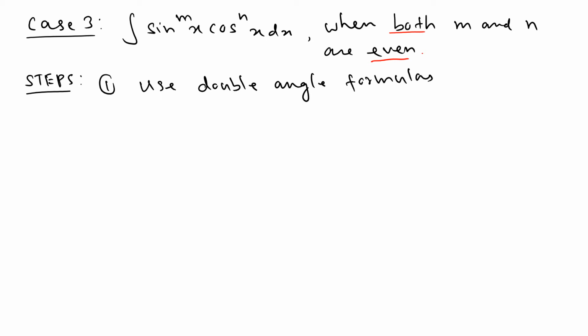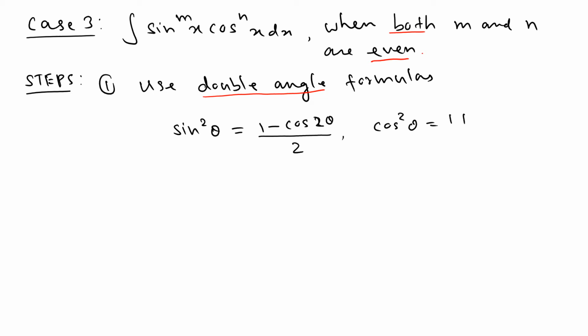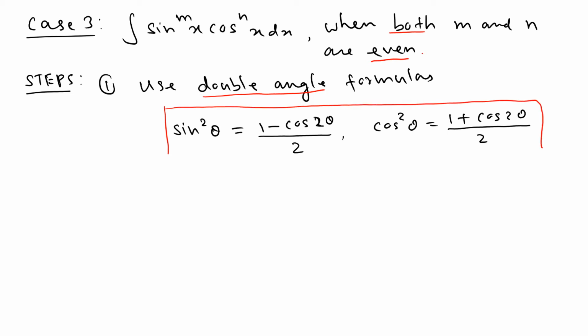So what are the double angle formulas? Let's write them. We know that sine squared theta equals 1 minus cosine 2 theta over 2, and cosine squared theta equals 1 plus cosine 2 theta over 2. You can see sine is minus, cosine is plus. Those are the two that we're going to use. You need to remember these, because sometimes you have to use them multiple times when you have larger powers.